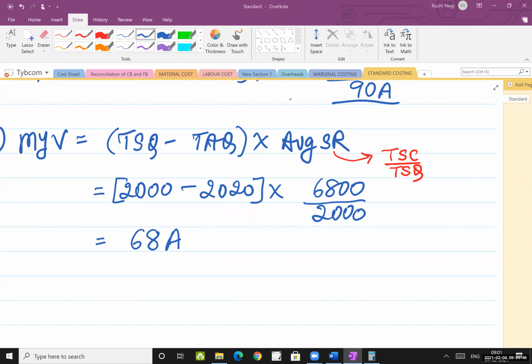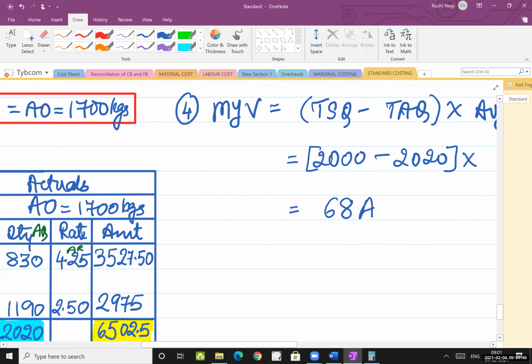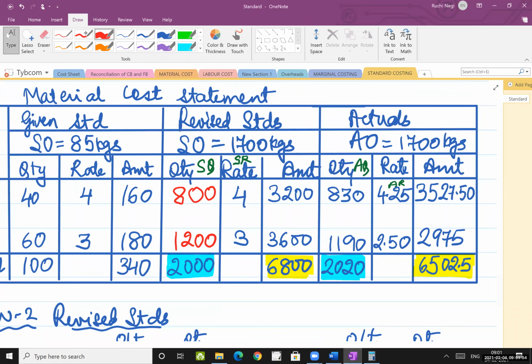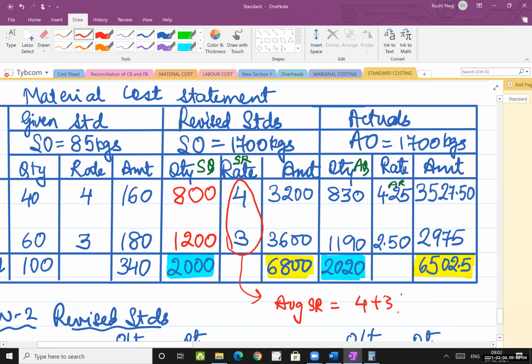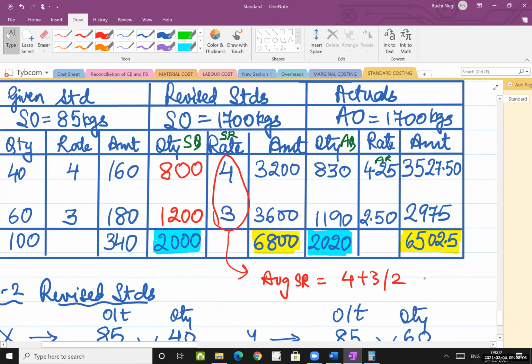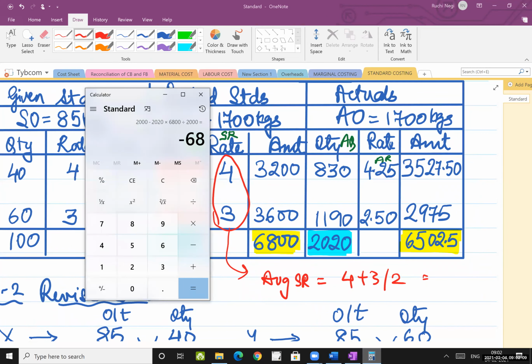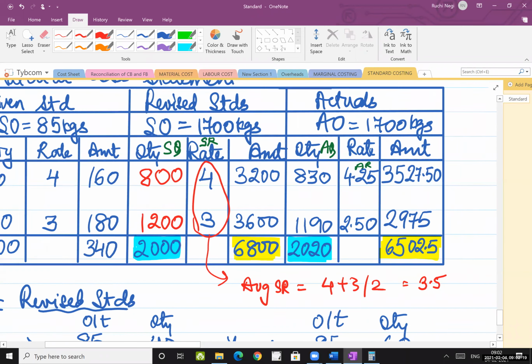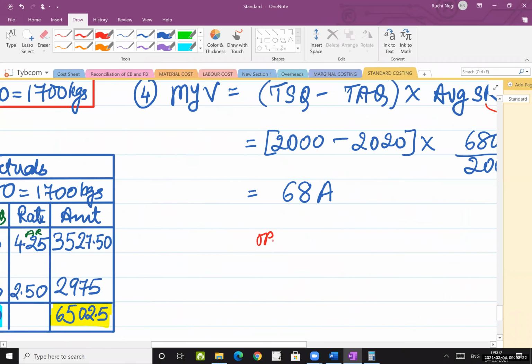Yeah, very good, Devanshi. So this is material yield variance. I also told you a shortcut for this. What is your standard rate? 4 and 3. How can the average standard rate be found? 4 plus 3 divided by 2, since there are two raw materials. 4 plus 3 is 7, 7 divided by 2 is 3.5. So this is also one of the ways of calculating average standard rate. Now you can cross check with this also.